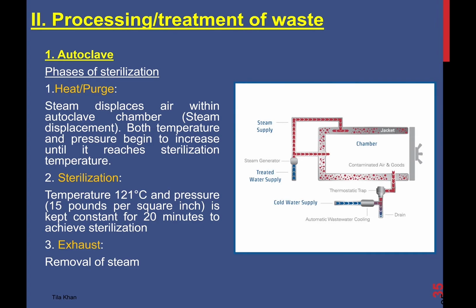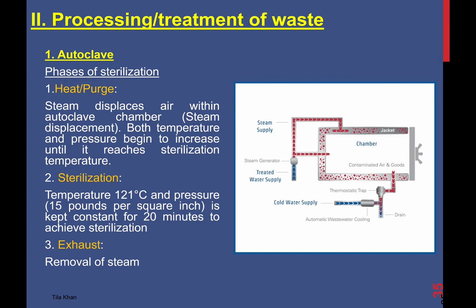Now let us briefly study the phases of sterilization, since we all use autoclave daily in our laboratories. The first phase is the heat or purge phase, where we add water in the tank, and under heat the steam is generated. This steam displaces air within the autoclave chamber. This is called steam displacement. Then as the temperature increases, the pressure also increases in the autoclave chamber until it reaches the sterilization temperature and pressure.